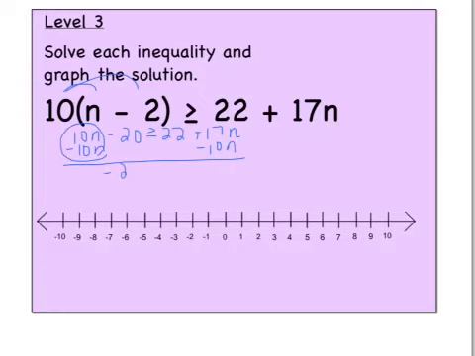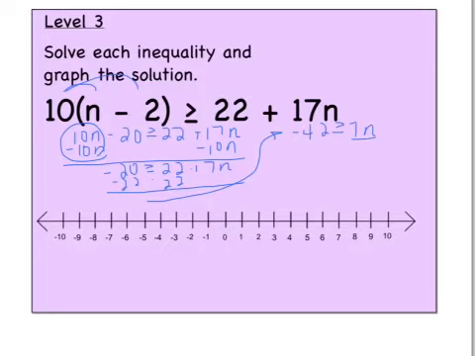You get negative 20 is greater than or equal to 22 plus 7n. Subtract 22 from each side. I'm going to bring it over here. We get negative 42 is greater than or equal to 7n. Divide by 7. We get negative 6 is greater than or equal to n.